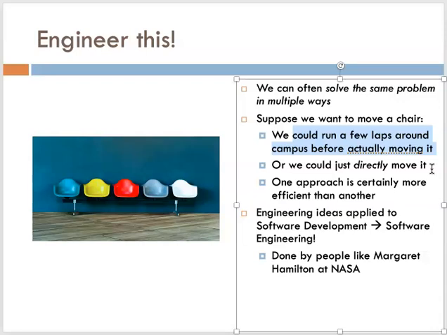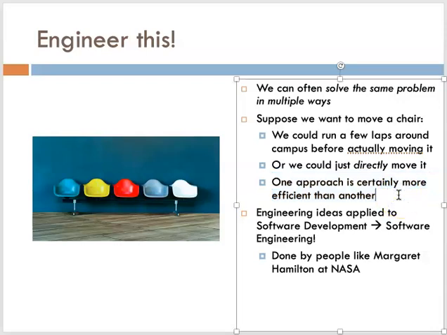Both of them end with the chair having moved from point A to point B, but one approach is evidently more efficient than the other for most constraints, for most problems that we have. If your constraint was to move it in a way where you get the most exercise, well, maybe that other way is the better way. But if your goal is to actually just move the chair, then moving it directly is probably the most efficient way to go about it.